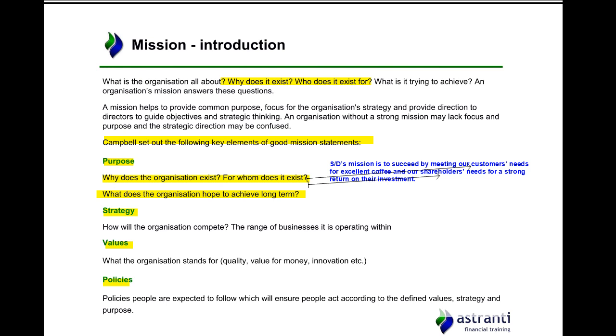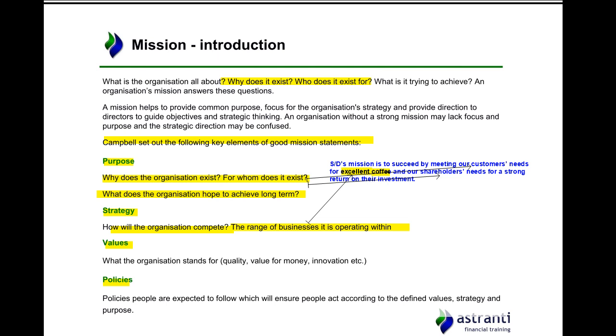So that's the purpose. What about the strategy? Strategy looks at how the organization is going to compete, the range of businesses it is operating within. Well, we know we operate in the coffee market, and we also look to provide excellent coffee. So how we are competing is perhaps by providing a coffee service that is better than the competitors. We provide excellent coffee. And those of you who have already read through the pre-seen or have watched the pre-seen analysis videos will know that the subject of quality came up time and time again. Everything the organization did was about quality, about building a brand, building a reputation, and having this perception of luxury, a very high market brand.